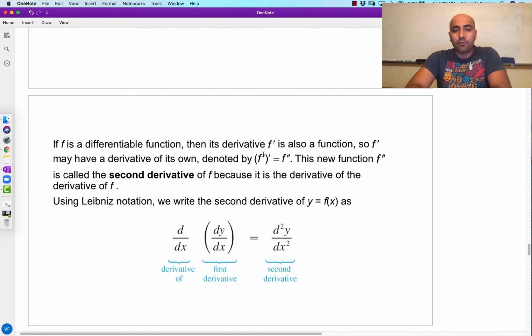So we use the little prime to represent the first derivative. Well, we can use the little prime once again to show that it's the derivative of the derivative function, or we can put two little tick marks like this, tick, tick, to find the second derivative. Okay. The other notation style is d dx of dy dx. Remember, this is one of the ways in which we can represent the derivative of the function y. And so we're taking the second derivative.